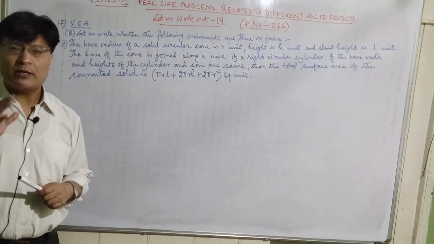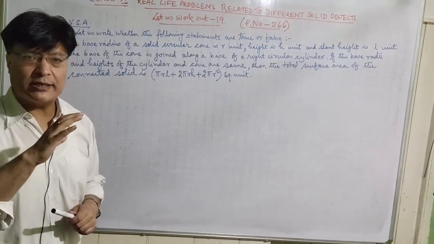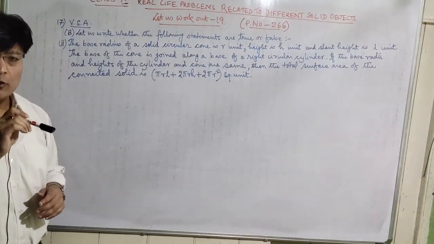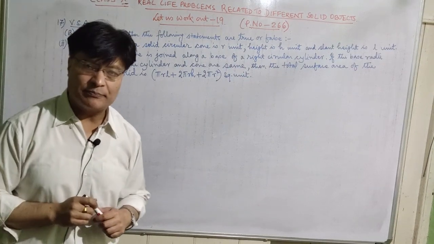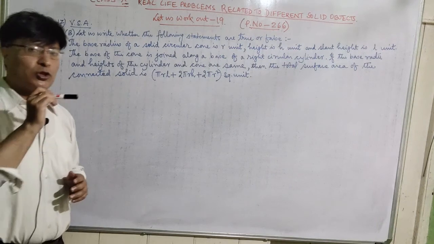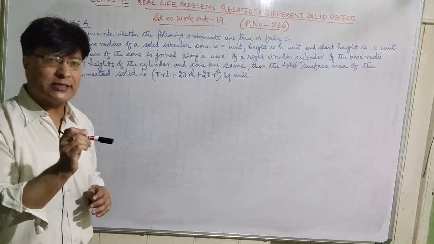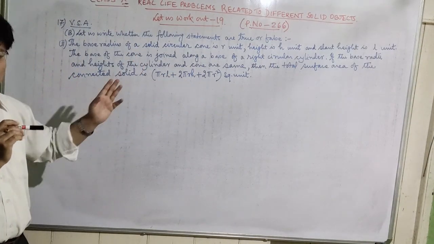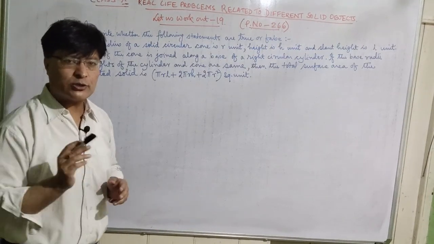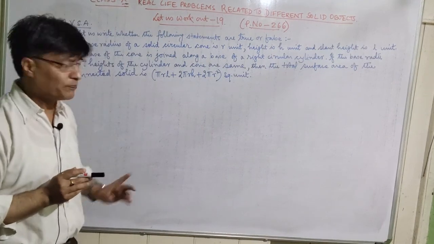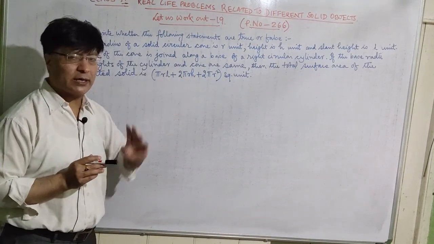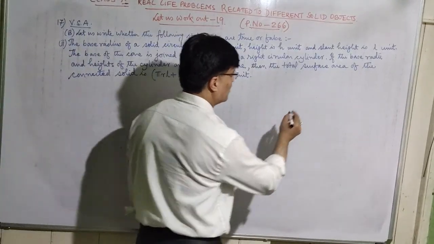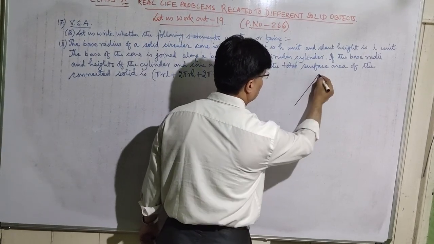So I think you have understood it. A cone is given, and its base radius is r unit. Then the base of the cone is joined with the base of the right circular cylinder. And it is also given that the base radii and heights of the cone and the cylinder are equal. So the total surface area of this connected solid is said to be pi rl plus 2 pi rh plus 2 pi r square unit. So whether the statement is true or false, you have to check it. Okay. So there is a solid cone here. Suppose this is a solid cone.